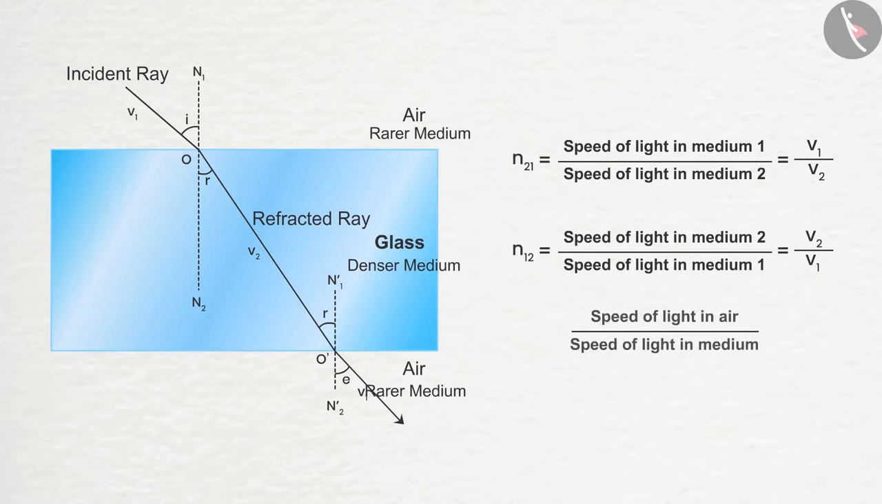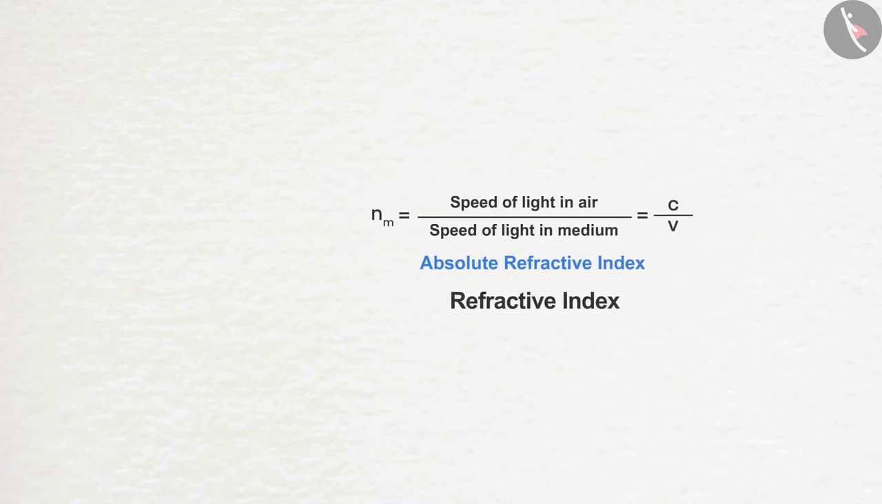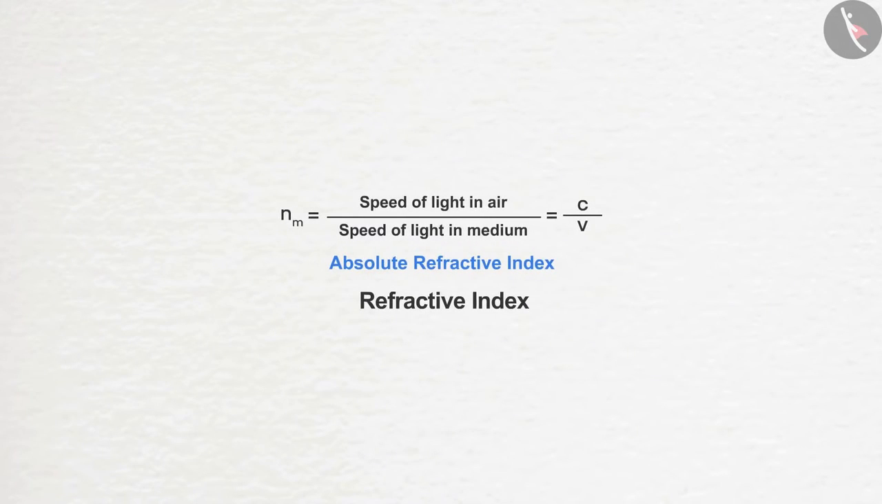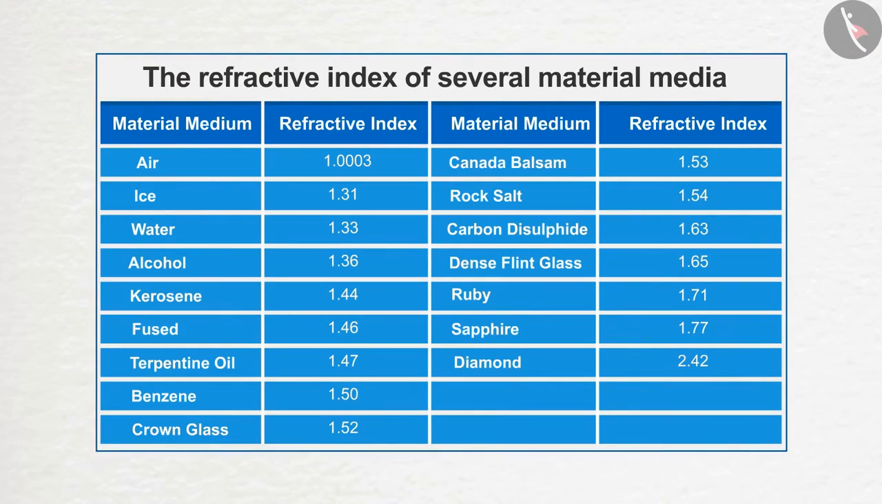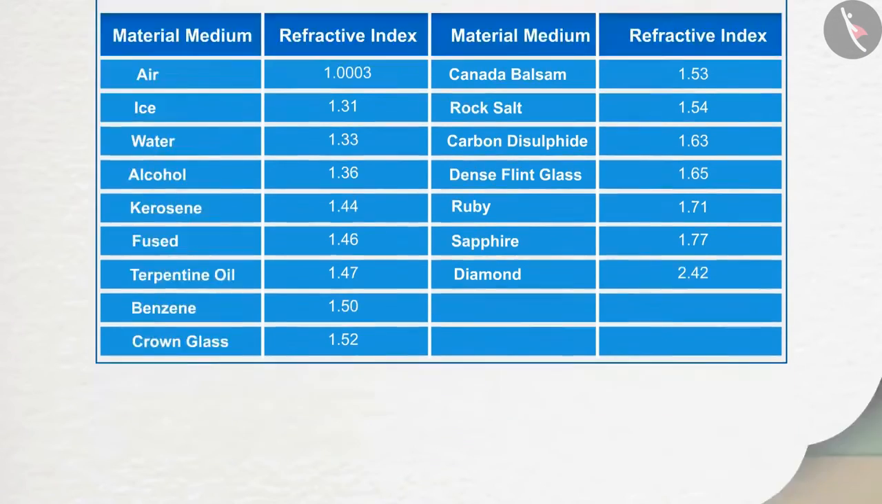If medium 1 is air or vacuum, then the refractive index is called absolute refractive index. Absolute refractive index is simply known as refractive index only. Vacuum and air are considered as rarer mediums. Some of the other materials are considered as denser mediums. You can check the refractive index of several material media with respect to air.